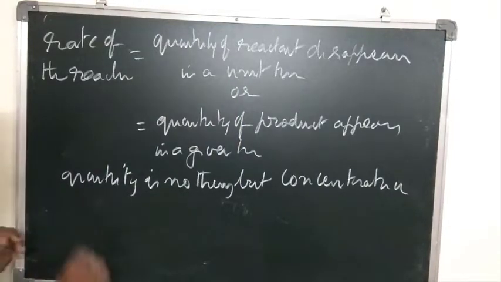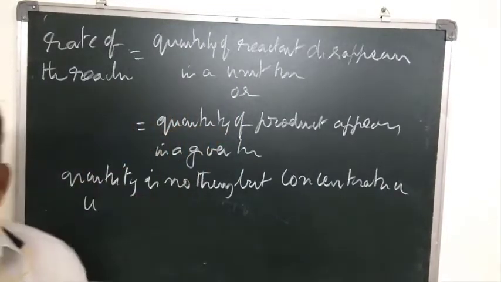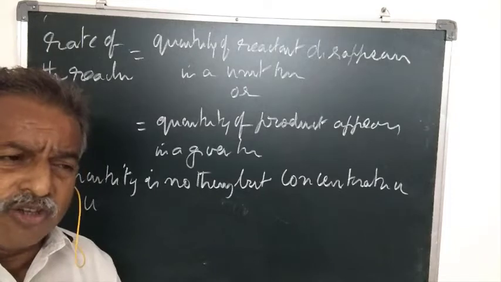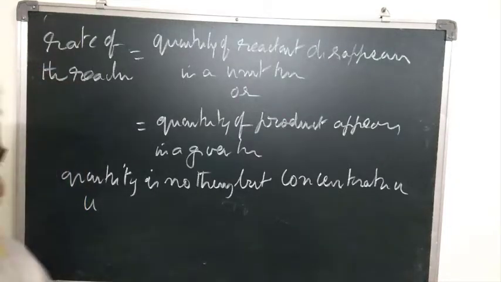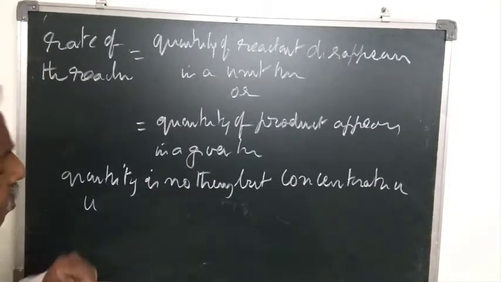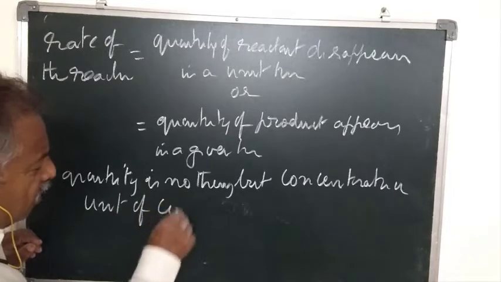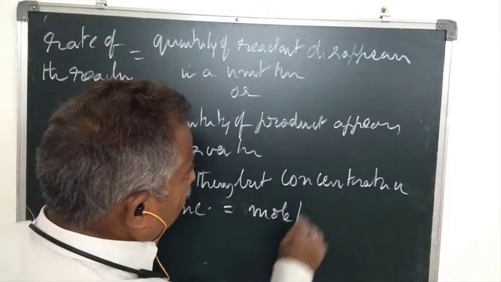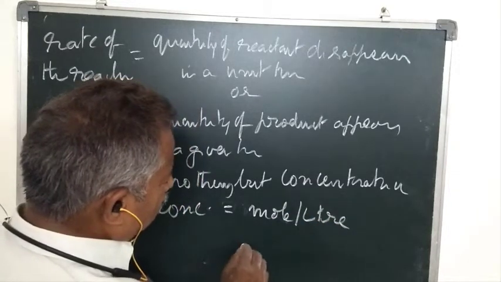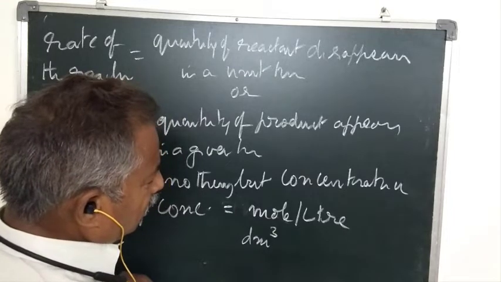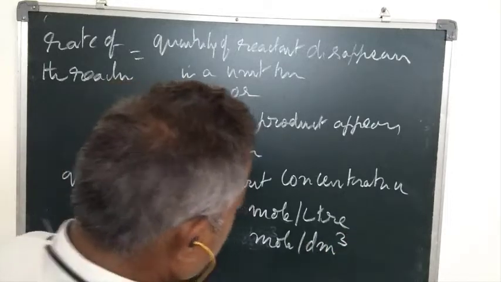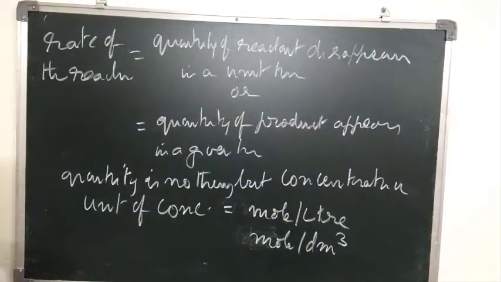Then what is the unit of concentration? Because we consider the speed of the reaction as distance covered by time taken. Distance is measured in meters, kilometers, etc. Time is measured in seconds, minutes, or hours. Right? In the same manner, quantity is nothing but concentration. Therefore, unit of concentration is given by mole per liter or decimeter cube or mole per decimeter cube. So this is the unit of concentration.